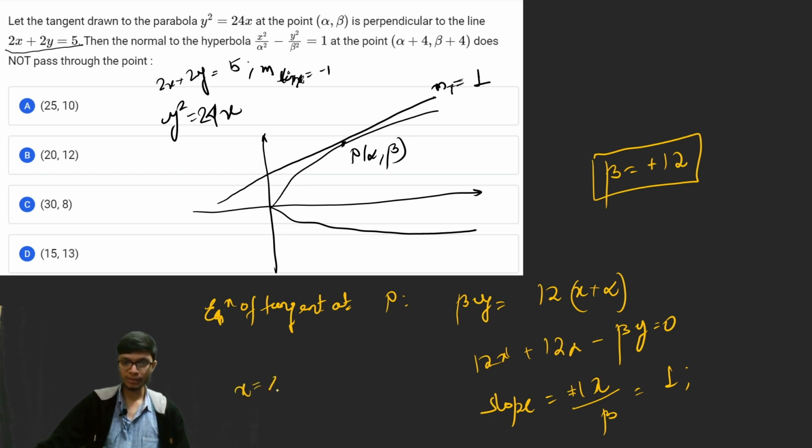So the value of x, or basically alpha, is equal to 12 square by 24. That is 144 by 24, which is basically equal to 6. So I got the alpha value as 6, and the beta value as 12.